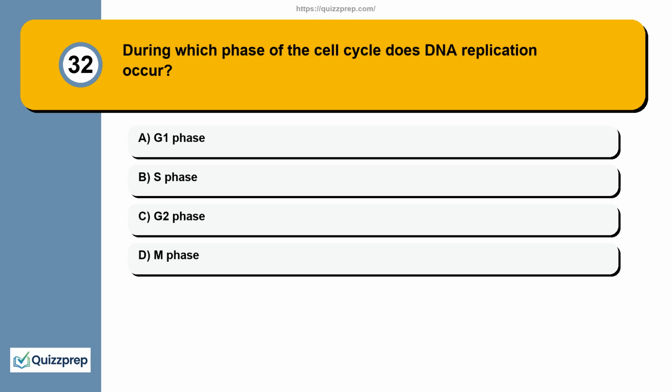Question 32. During which phase of the cell cycle does DNA replication occur? G1 phase, S phase, G2 phase, M phase.